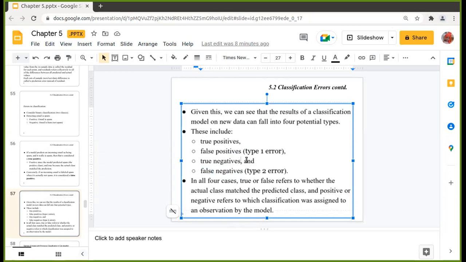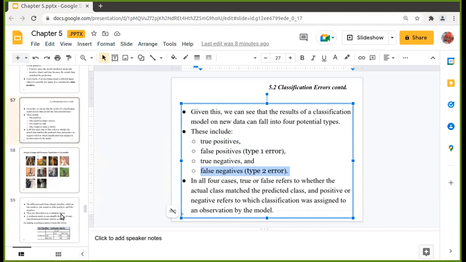True means that these observations are correct. I declared negative, and it is also actually negative. This is positive, and it is also matching with the actual class. So these are the 4 types, and out of these, 2 types will be called type 1 errors and type 2 errors.